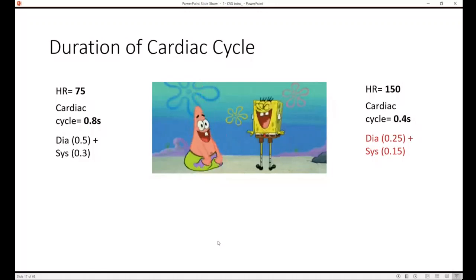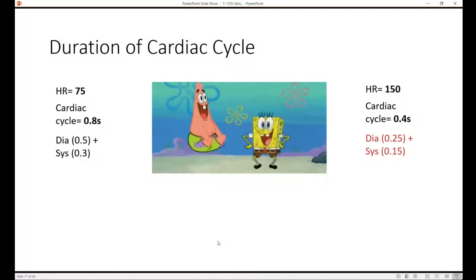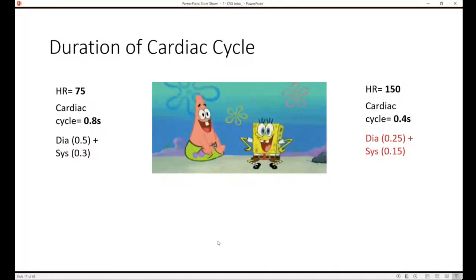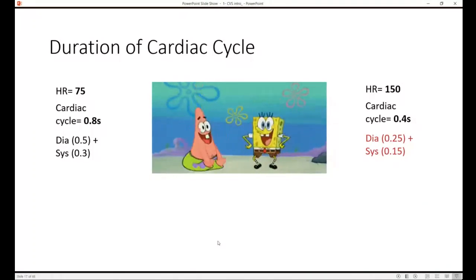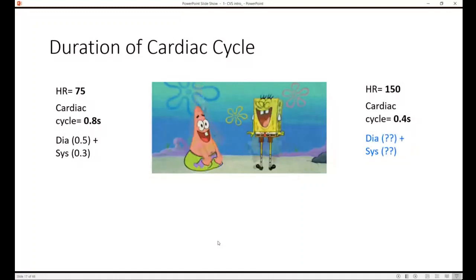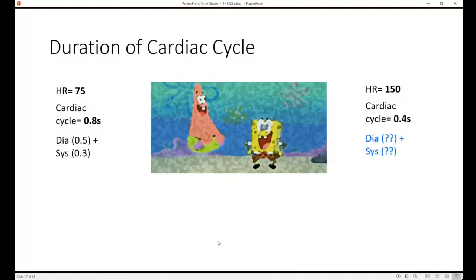When heart rate increases, the diastolic period is compromised. You cannot compromise on systole too much because you need blood to be pumped into the aorta. So systole will not shorten as much as diastole. All right, so let's give them a rest. When the cardiac cycle shortens, both diastole and systole will shorten, but diastole will shorten more than systole. You can't compromise on making systole too short.